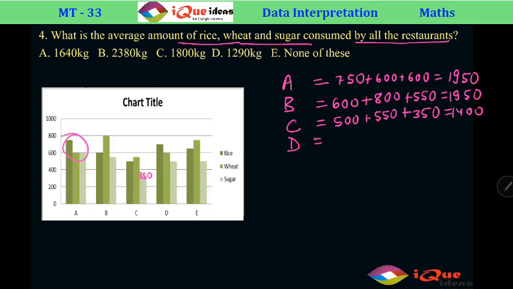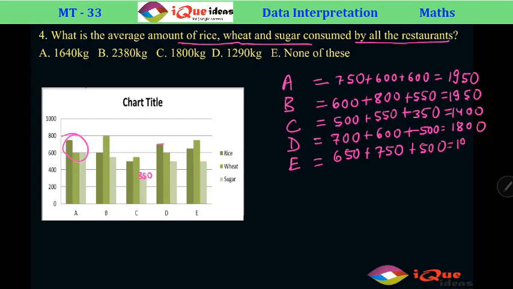For restaurant D, carefully if you see, it is 700 plus 600 plus 500. All right, so this total comes out to be 1800. For E, it is going to be 650 plus 750 plus 500. Okay, so that is 1900. Now if you add all of them, it comes out to 9000.